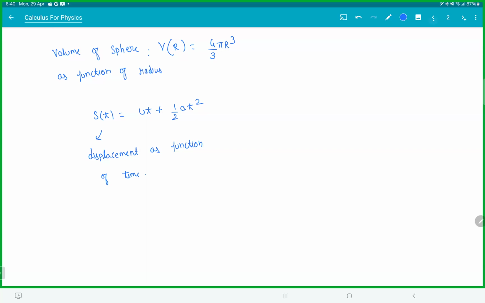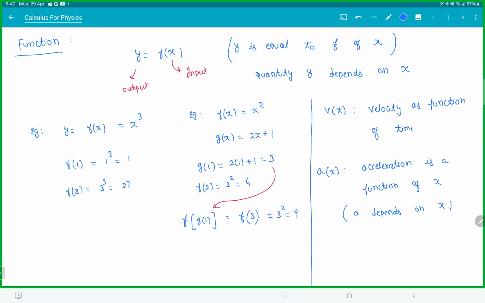I just wanted you to have the understanding that a quantity can depend on any other quantity, and this is how we represent them: v of t, a of x, v of r. That understanding you should have. Have a look at this.